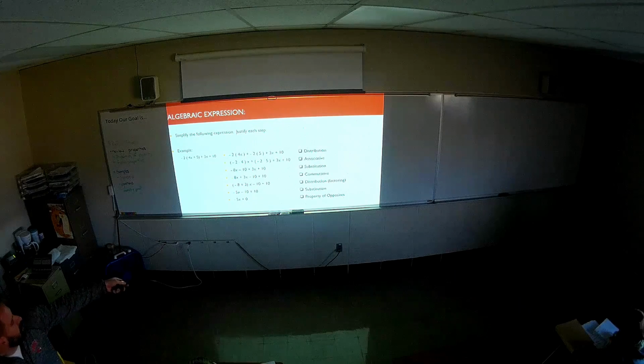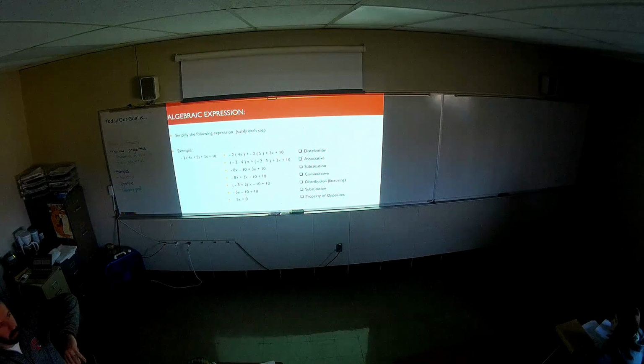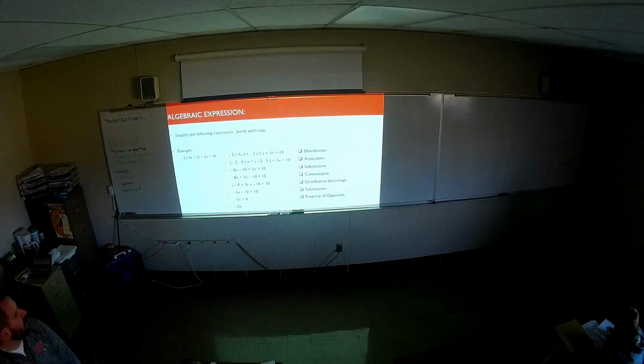And now the last step, when you add 0, what property is that? When you add 0 to something. It's an additive identity. Yeah. So it's additive identity. You added 0, so it actually just went away.